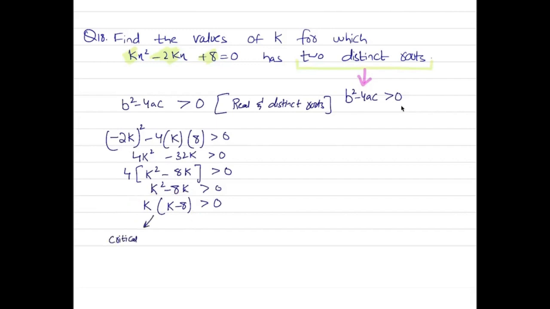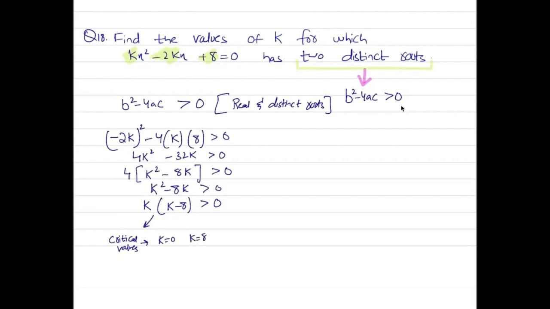This is what we discussed in the last class, finding critical values and solving quadratic inequality. If this would have been an equation, what would have been the x-intercepts? k times k minus 8. So what would have been the x-intercepts? k is equal to 0 and k is equal to 8, right? k equals 0 and k equals 8.